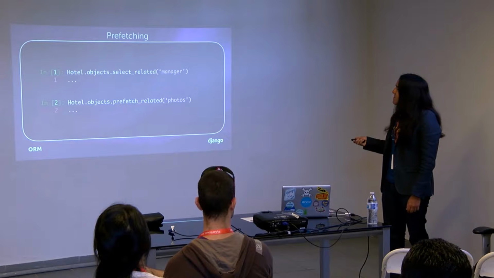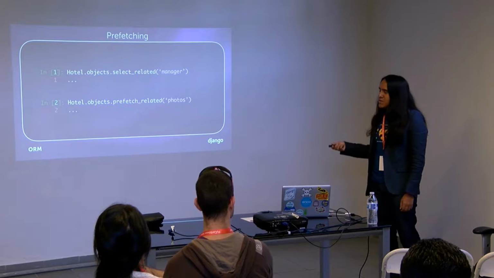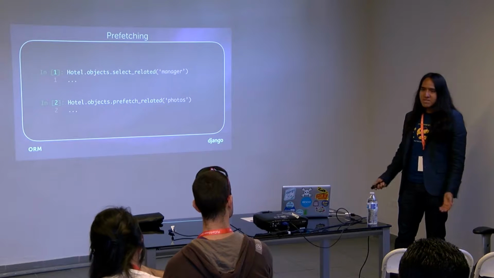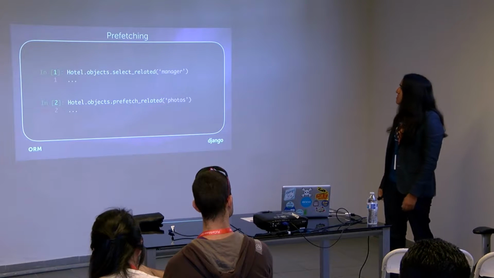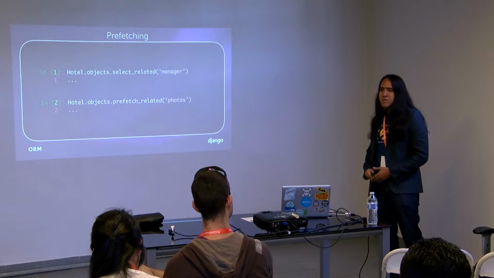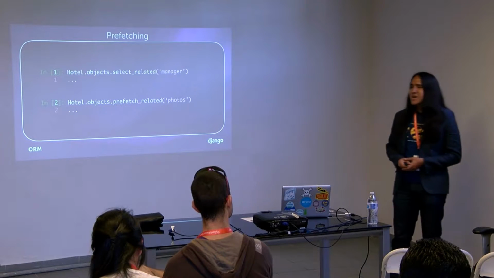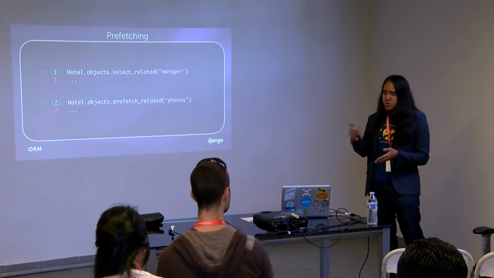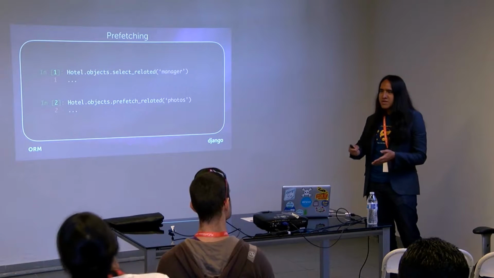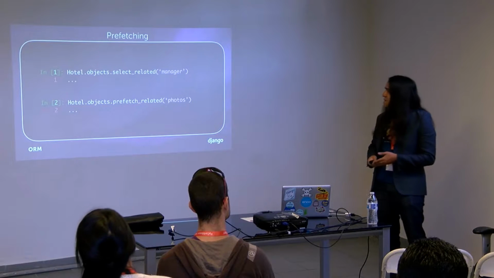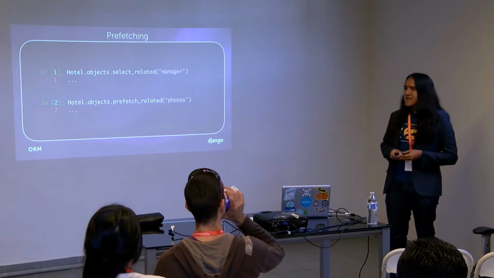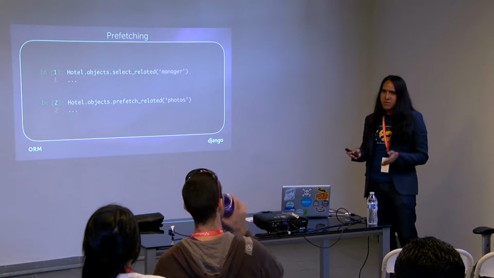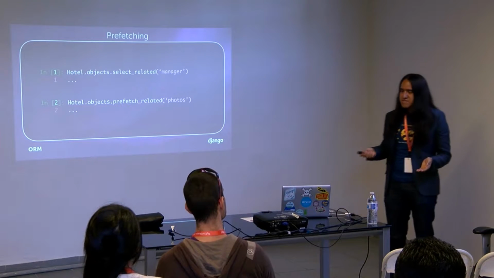Select related works for many-to-one fields and one-to-one fields, right? So manager is a foreign key. And so imagine you have a query set of hotels, right? And you have to access the manager for each hotel. So you're looping through the hotels and you're doing hotel instance manager. If you were to not use select related, then you would make a query for every single hotel in that query set. So if you have 200 hotels, you're going to make 200 queries.